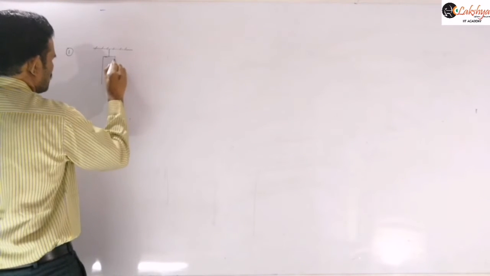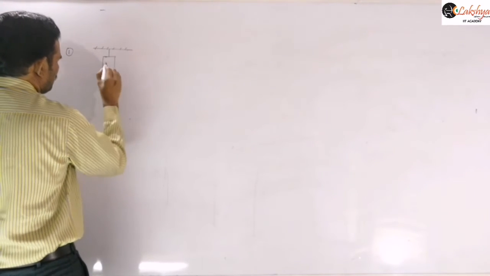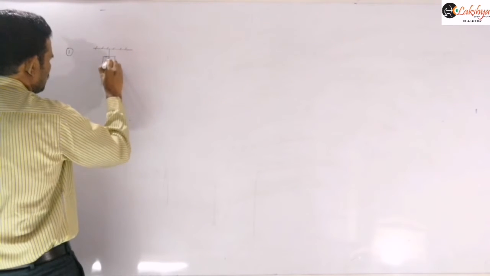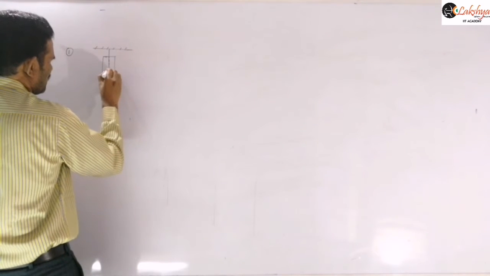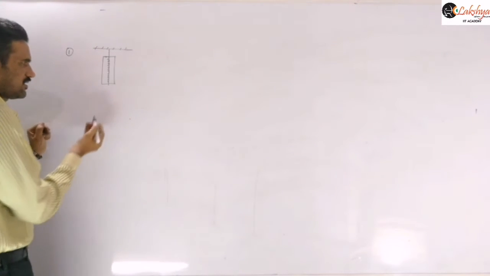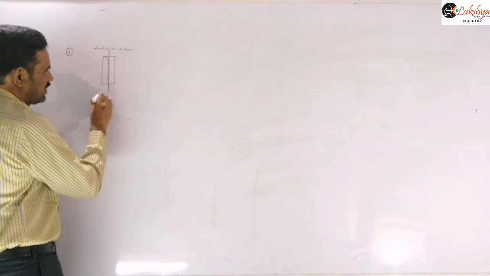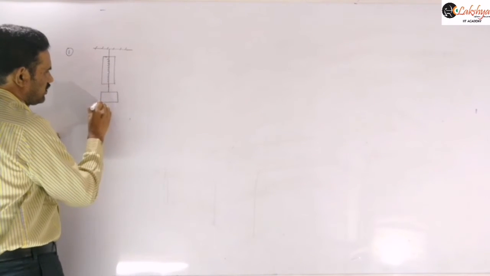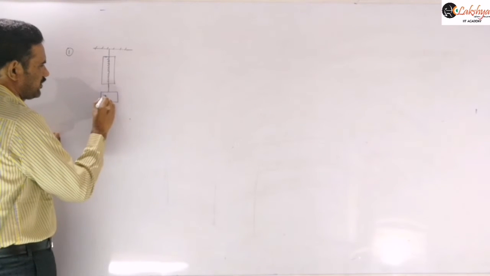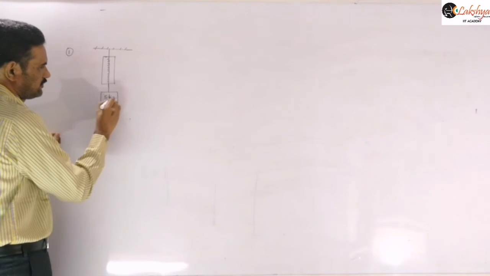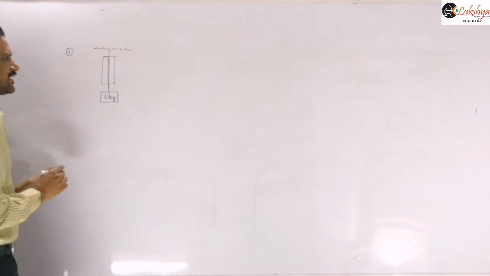I am taking this spring balance like this. This is a balance here. This balance consists of a spring inside, and some graduated scale will be there. I am taking that we are connecting a block of, say, 5 kg. I am connecting it in one case like this.